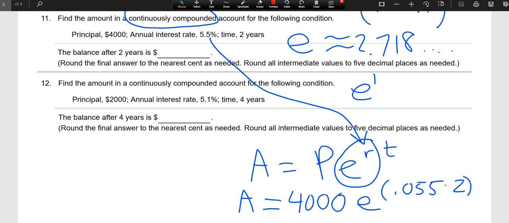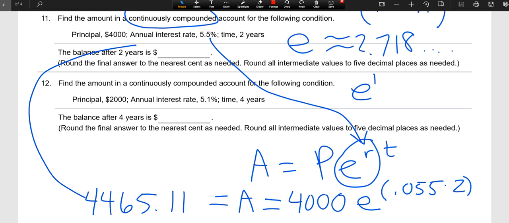Probably off one decimal. Yeah, that one. You should be able to show me that you got 4,465.11. Okay, so that's how much money will be in there after 2 years.